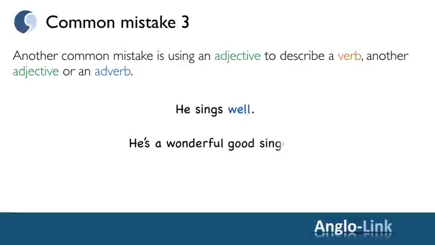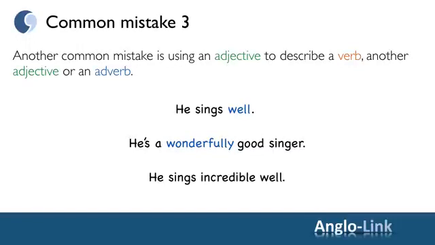Another example of a mistake: "he is a wonderful good singer." Wonderful is about good, therefore it should be another adverb. He is a wonderfully good singer. Another example, you may hear "he sings incredible well." Incredible tells us more about well, therefore it should be an adverb. He sings incredibly well.